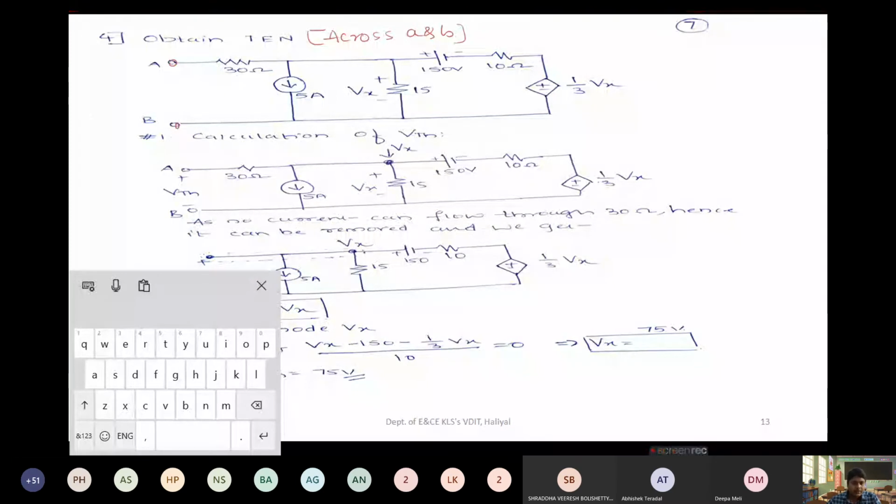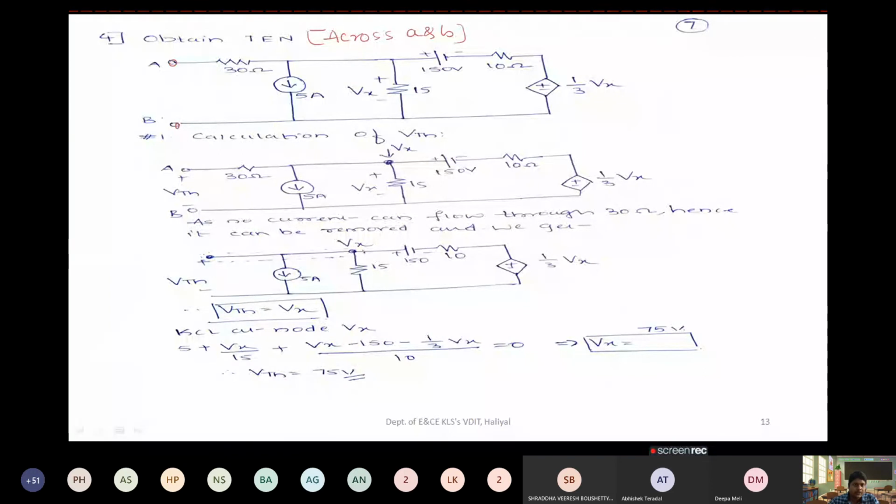Again the calculation steps will remain the same. First, in order to find VTH, what you have to do? Open it, it is already open. Looking from this end, you have to find VTH. As no current can flow through the 30 ohm because of the open circuit, it can be removed, and what we get is this circuit.